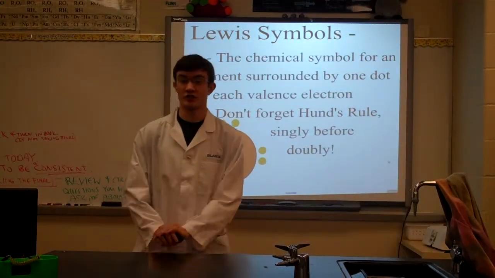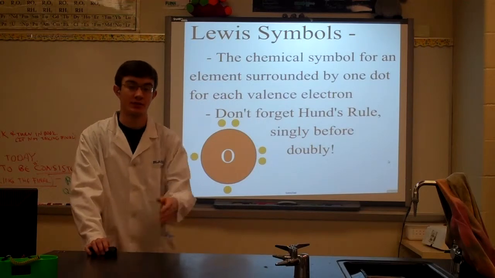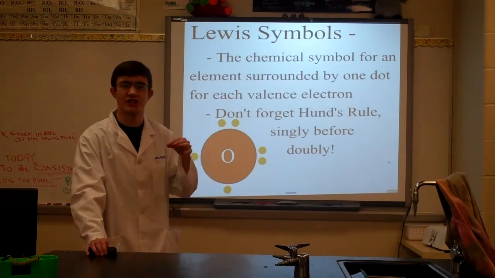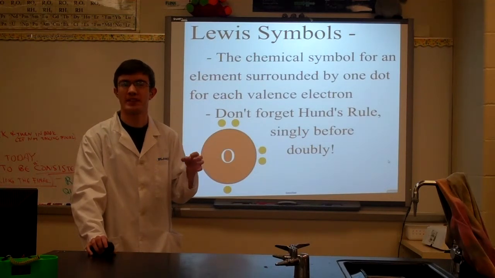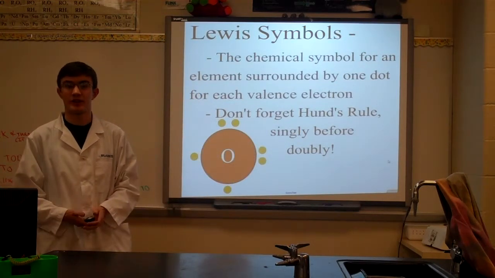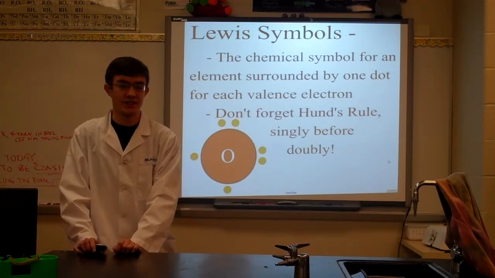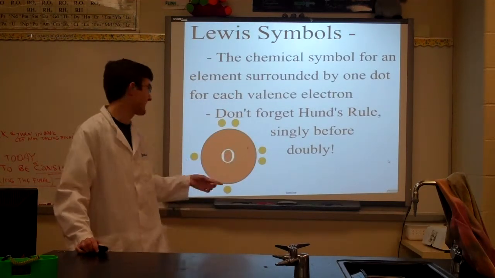Lewis symbols and Lewis structures should be reviewed at this point, but let's just go over it anyway. Lewis symbols are essentially you take an element's chemical symbol and surround it with a number of dots to represent all of its valence electrons. For example, sulfur and oxygen have 6 valence electrons. They're in group 6, so we surround them with 6 electrons.